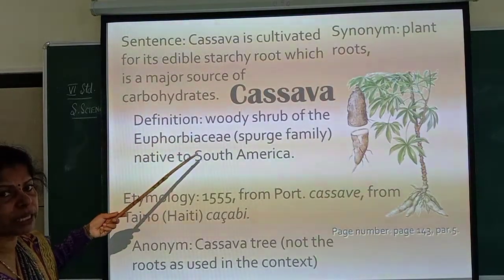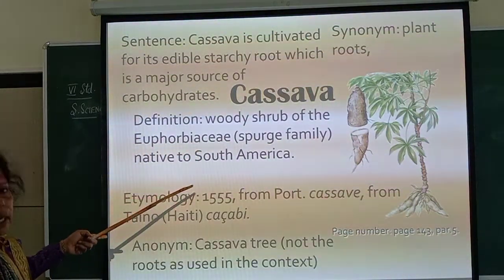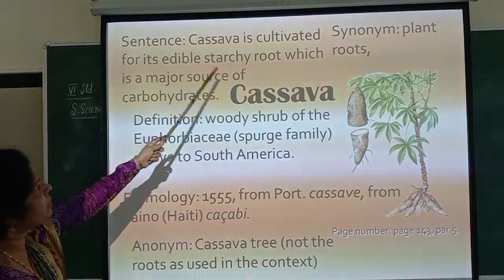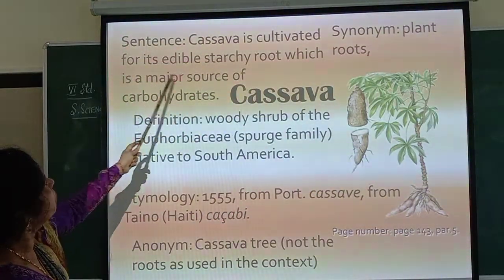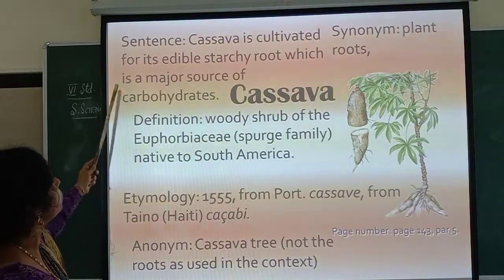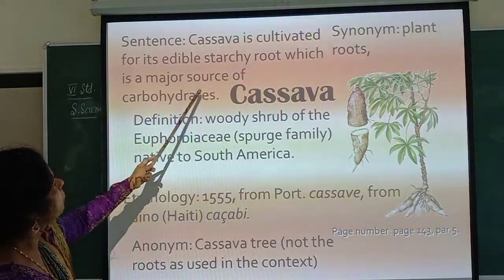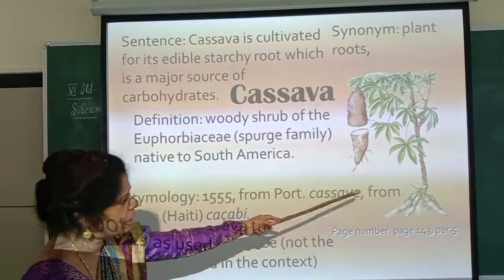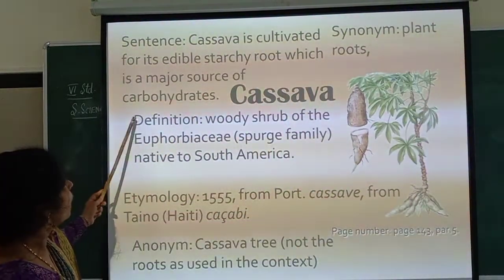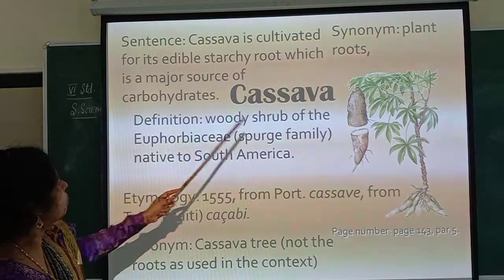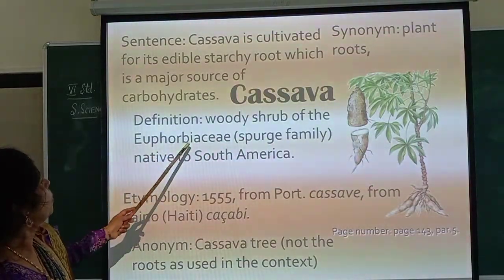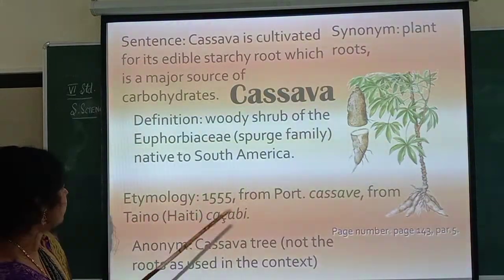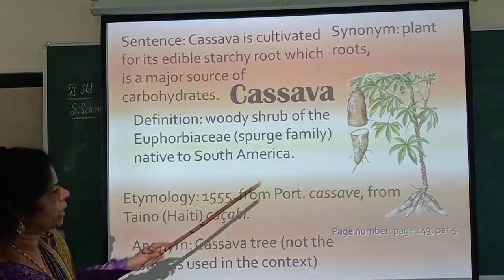Especially I told you about cassava. So this is cassava. You can see here, cassava is a cultivated plant for its edible starchy root, which is a major source of carbohydrates. So this is called cassava. You can see how it is. And then the definition: woody shrub of the Euphorbiaceae spurge family, native to South America. So all these things you can see.